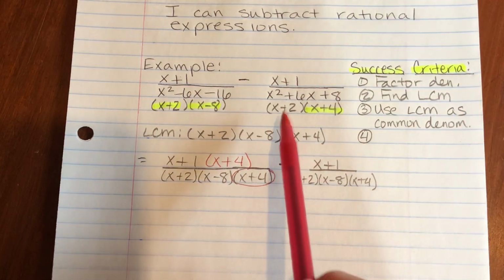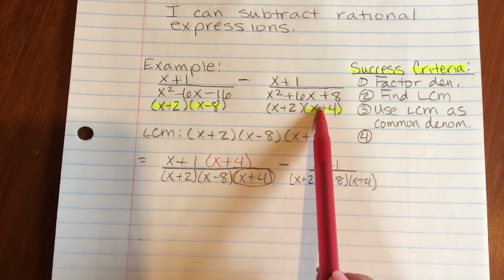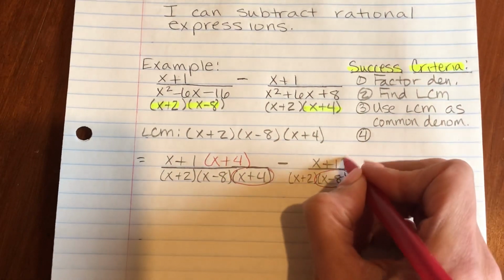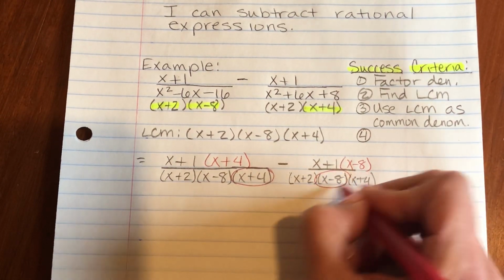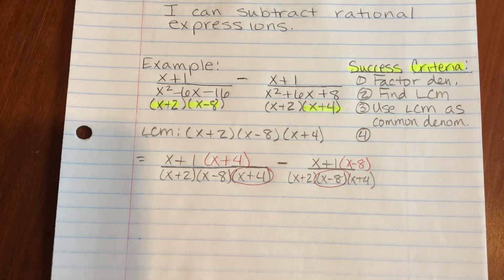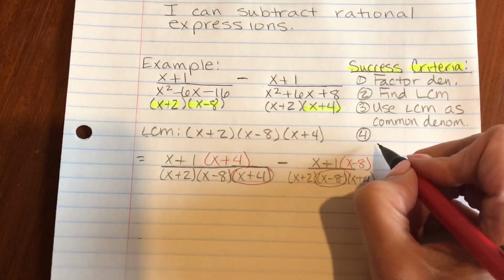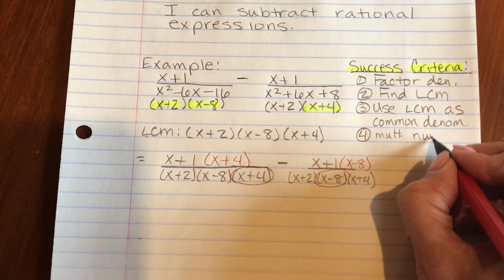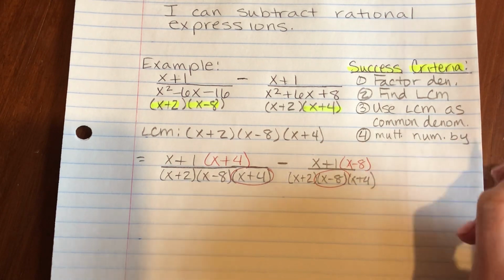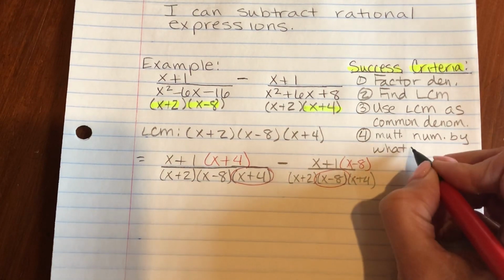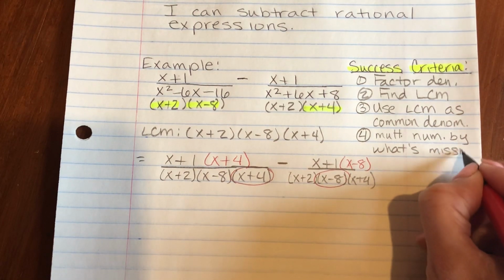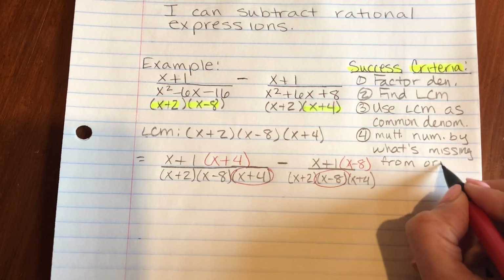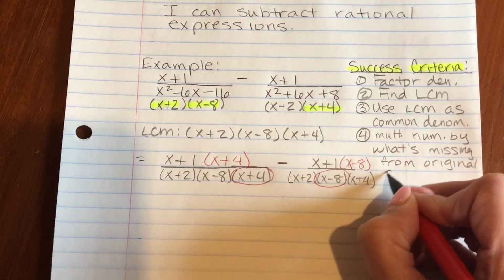We're going to do the same thing here. Both have the x plus 2, both have the x plus 4. It's missing this x minus 8. So I'm going to multiply that to the numerator up top. So multiply numerator by what's missing from the original denominator.